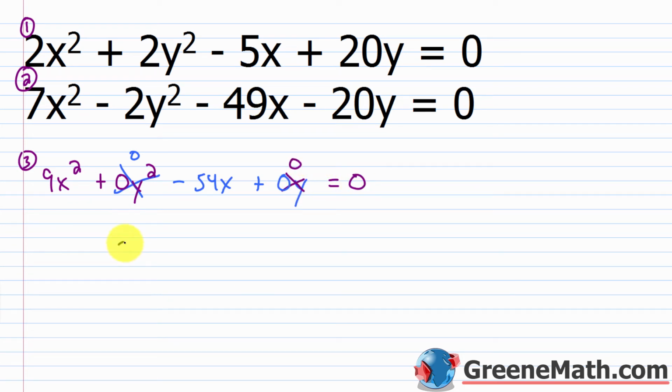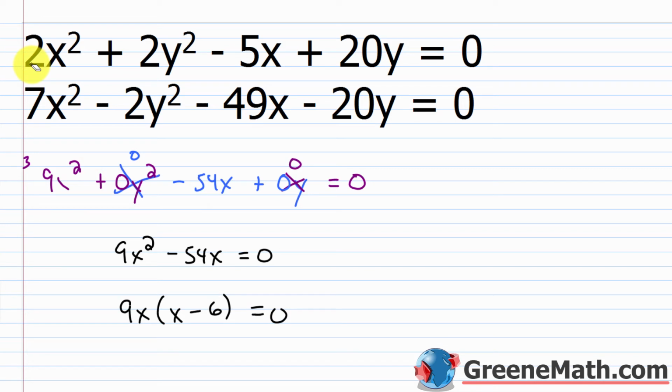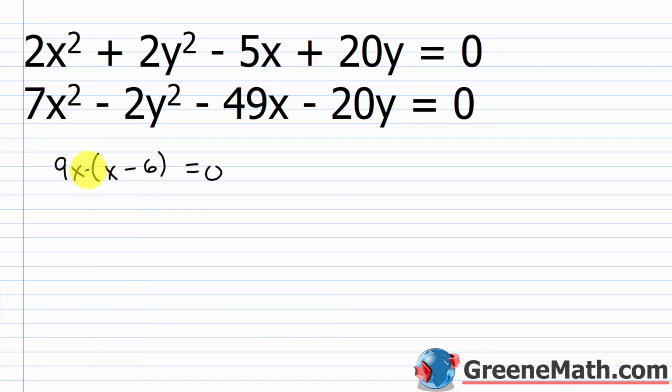So what I'm left with now is 9x squared minus 54x, and this equals 0. So this is something I can solve very quickly using factoring. I can factor out a 9x, and I'll have x minus 6 inside the parentheses. This equals 0. Let me erase all of this. We don't need any of this information anymore. And I will just scooch this up. 9x is a factor, so I'm going to set that equal to 0.